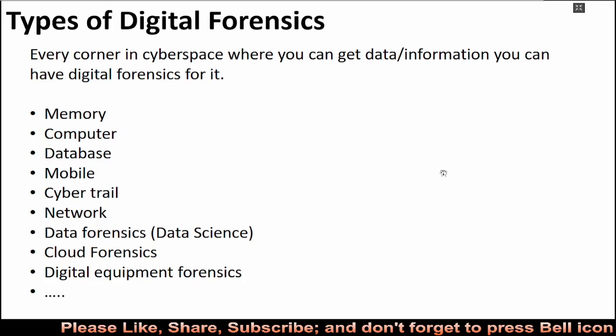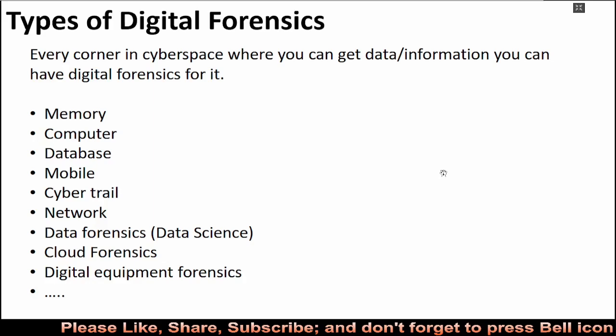Then there is cyber trail digital forensics. Cyber trail is what, when you communicate with somebody, you are sending that data from one point to another point to another point, and every point has a small portion of your communication stored there. A routing table will have some information: your IP address, senders, receivers, all those things, and that is what we call cyber trail. So that analysis is there.